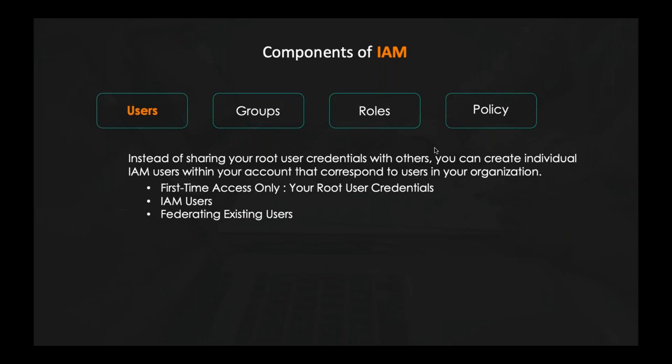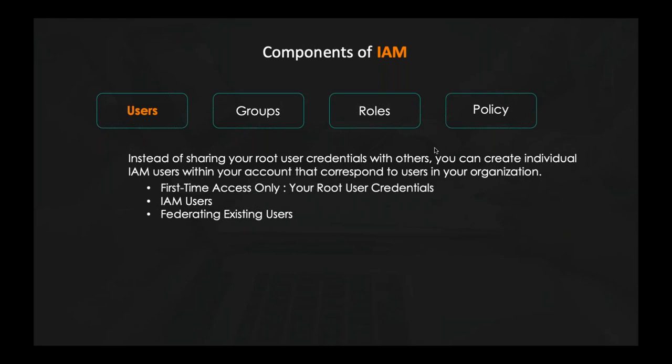So on AWS, there are three kinds of user. Whenever you create an AWS account, the email ID and the password that you set during the creation of the account is called the root account, or first-time access only. This root account has complete access to the AWS account: all the services, the billing dashboard, the AWS organization, every single part, the root account has control. Then comes your IAM user.